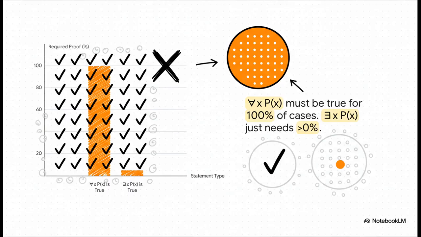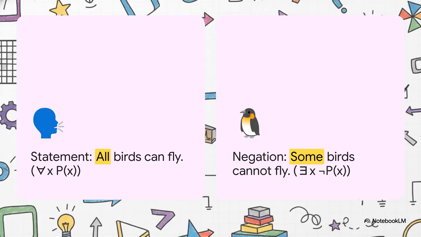To prove a for all statement is true, you have to be right 100% of the time. You find one counterexample and your whole claim collapses. But to prove a there exists statement, all you got to do is find one. Just one single example that works, and you're done. You've won the argument. What's really cool is how these two are opposites.